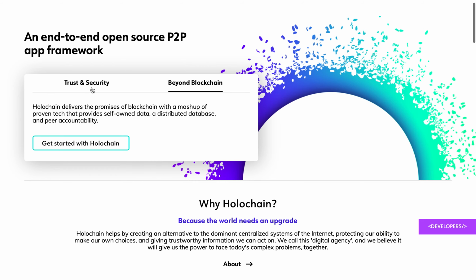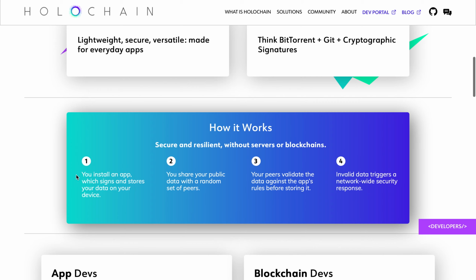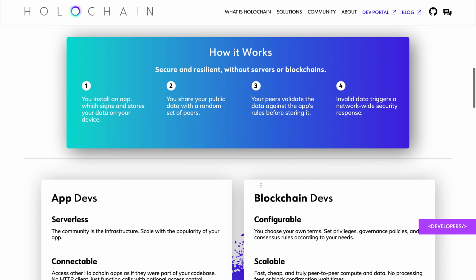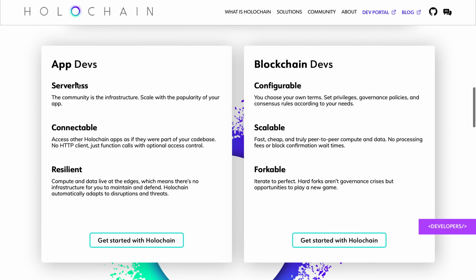So what we can see, trust and security beyond blockchain. None of this really interests us, right? So how it works, you install an app which signs and stores your data on your device. You share your public data with a random set of peers. Your peers validate the data against the app's rules before storing it, and any invalid data triggers a network-wide security response. So it's a very nice way to secure your servers or data or app, and it is available for app devs in normal applications. So it's serverless, connectable, very resilient, and also for blockchain devs as well, where it's configurable, scalable, and forkable.